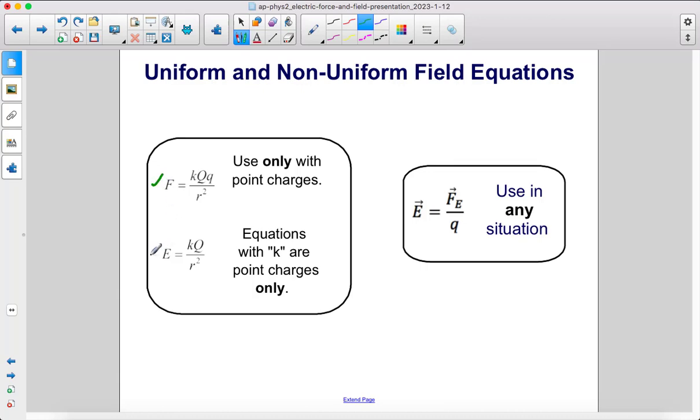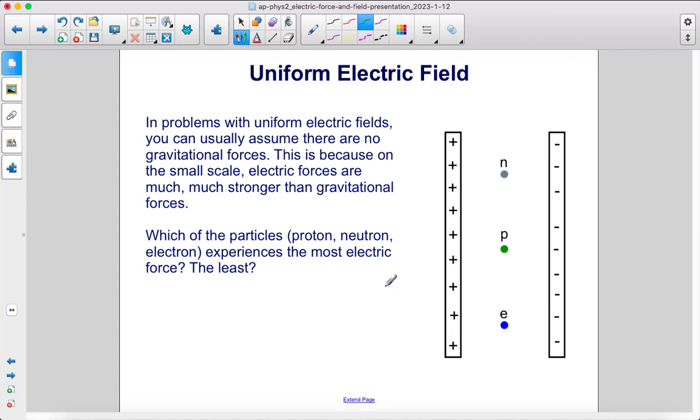These two equations here, they have K in them. Use these only with point charges. So remember, equations with K are for point charges only. This equation, that electric field equals the electric force per charge, it can be used in any situation, including uniform electric fields. In problems with uniform electric fields, you can usually assume there are no gravitational forces. This is because on the small scale, electric forces are much, much stronger than gravitational forces.